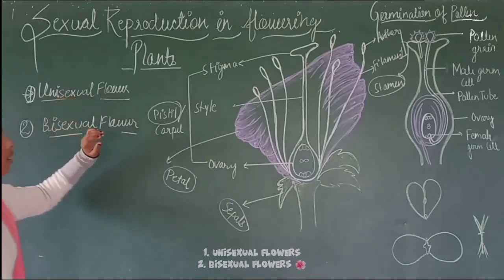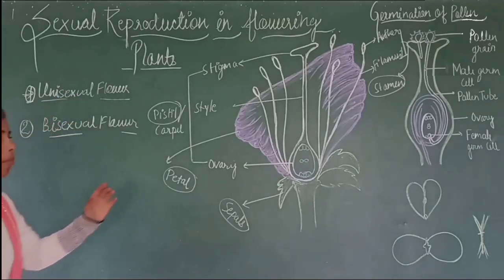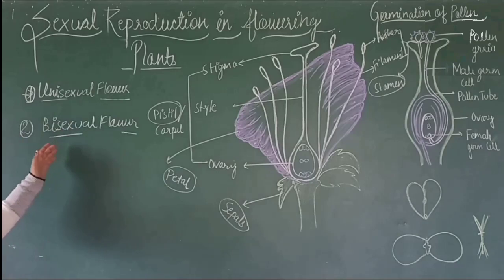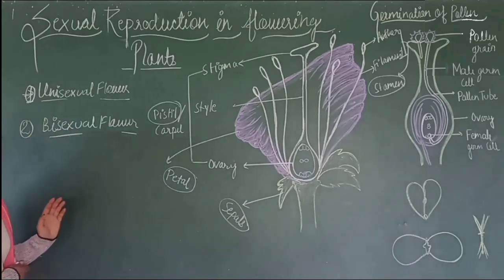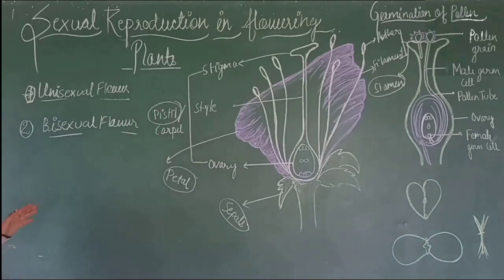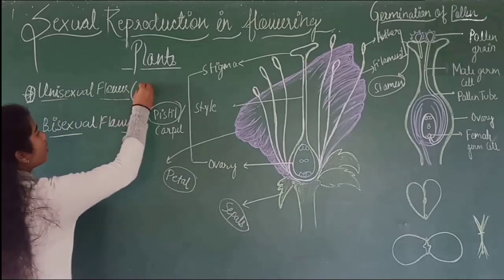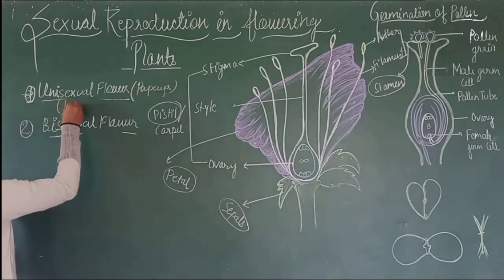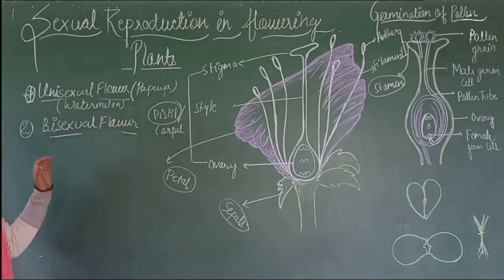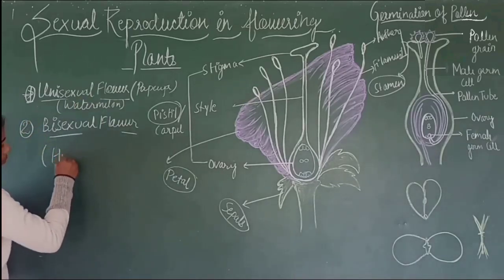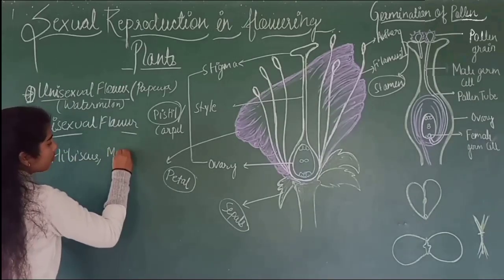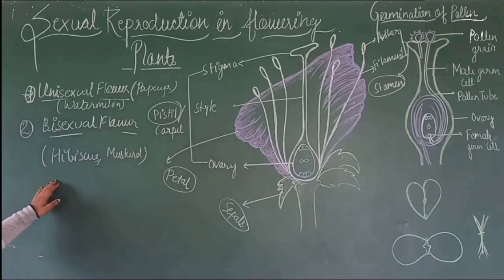Unisexual flowers are those in which either the male or the female gametes are present in a flower, whereas in bisexual flowers, male and female gametes are present in the same flower. Examples of unisexual flowers are papaya and watermelon, and bisexual flowers are hibiscus, mustard, etc.